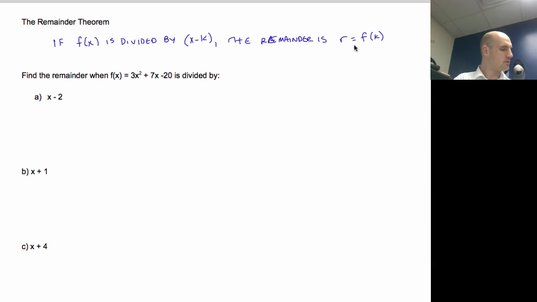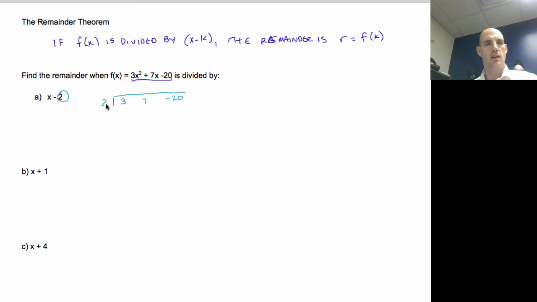Let us see what happens. I've got my f of x, which is 3x squared plus 7x minus 20, and I'm going to divide. I'm going to pick synthetic division. It's 3, 7, minus 20. We're going to see what happens when I divide it by x minus 2.